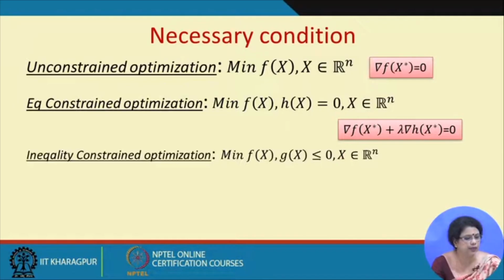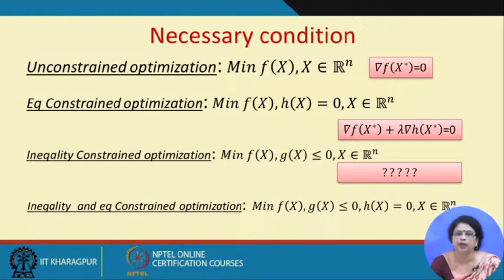Now, if we consider the inequality constraint instead of the equality constraint, that is, minimization of f(x), g(x) less than or equal to 0, where here also the decision vector x is in the n-dimensional space, what should be the necessary condition for that? We have to find it out. Not only that, if we have constraints of the mixed type, that is, equality constraints as well as inequality constraints, we also need to find what would be the necessary condition for this problem.